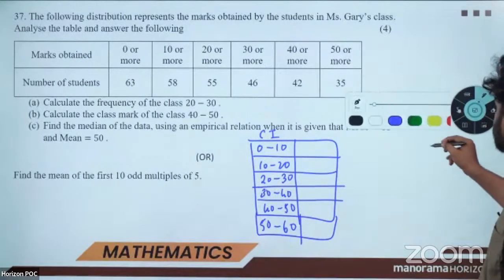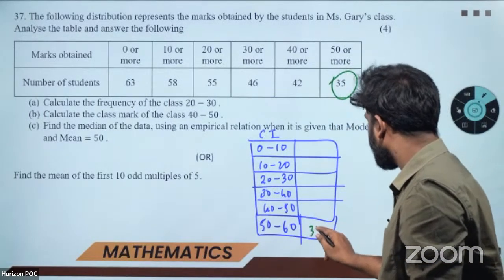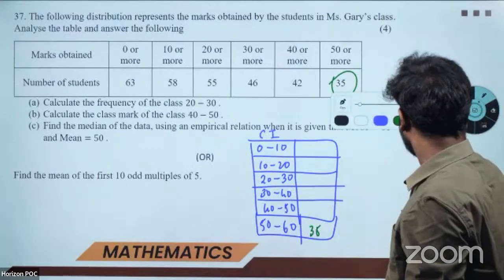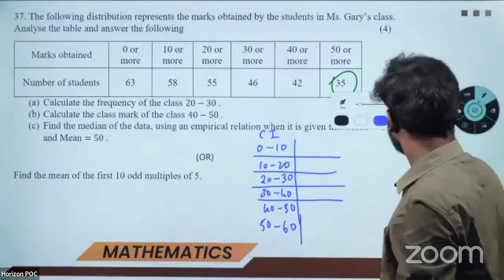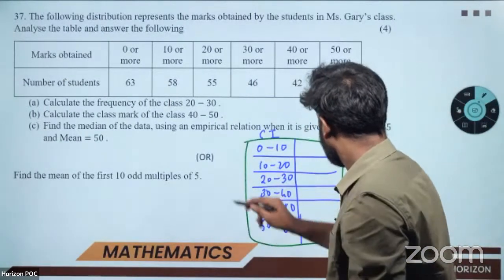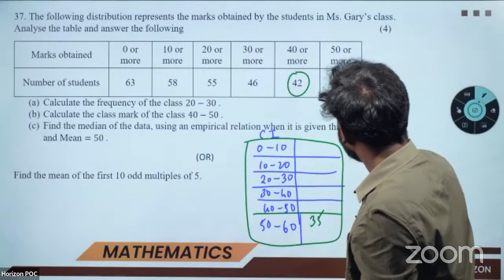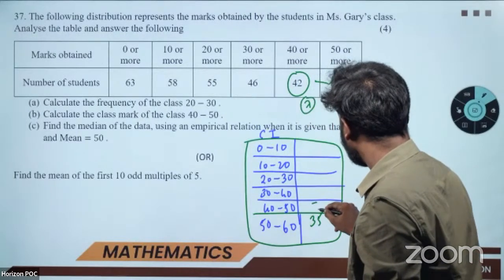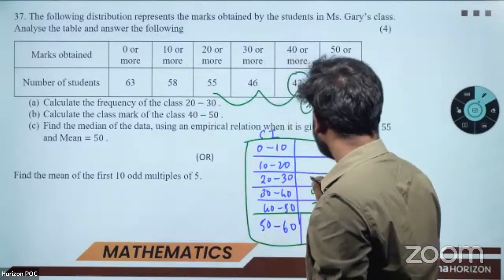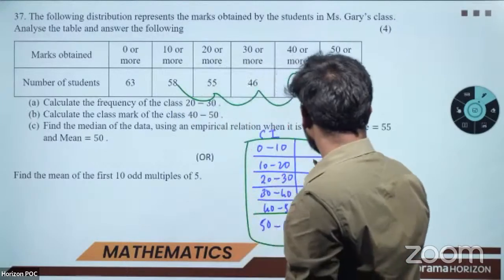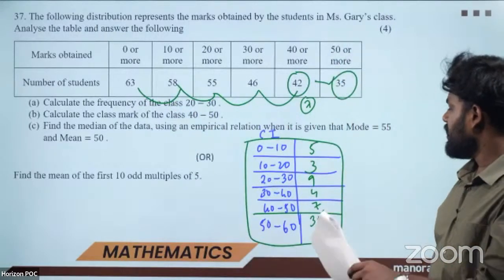Clear? Now look here. From the last one, when you count 50 or more, how much? 35. So put that 35 there where 50 to 60 is the interval. 40 to 50: if this is 42, how much has it increased? 7. So put that 7 here. Now 42 to 46, how much has increased? 4. 46 to 55, how much has increased? 9. 55 to 58, how much has increased? 3. 58 to 63, how much has increased? 5. So this is the frequency table there.